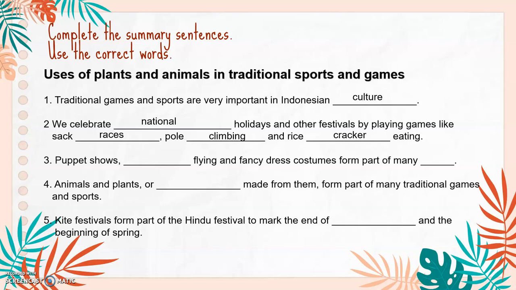Good job. And then number 3, puppet shows, kite flying, and fancy dress costumes form part of many festivals. Good job. And then number 4, animals and plants or products made from them form part of many traditional games and sport. Okay, products. Good job.